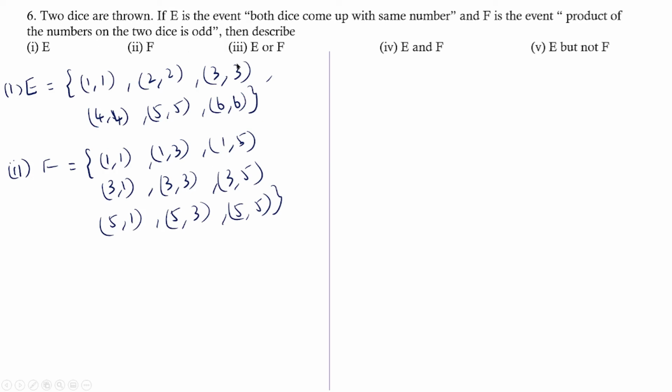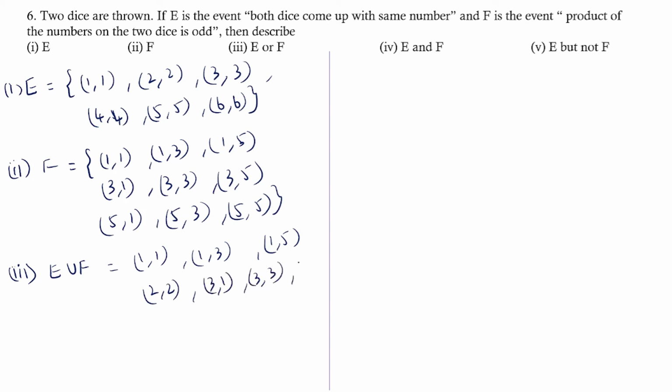This is F. Then this third subdivision, E or F. E or F consists of E union F. So E union F will be 1 1, 1 3, 1 5, then 2 2, then 3 1, 3 3, 3 5, then 4 4, 5 1, 5 3, 5 5, then 6 6. So this is E or F, that is E union F.